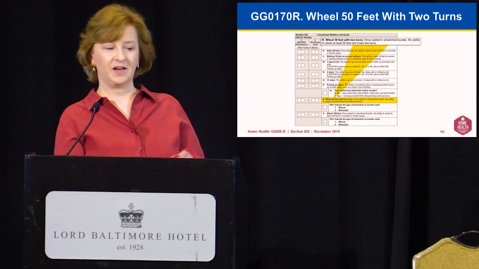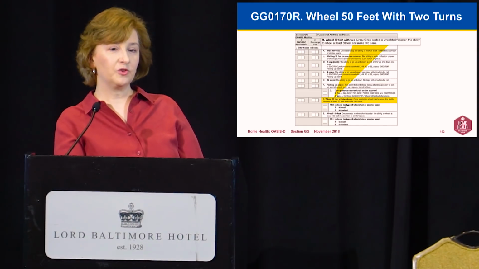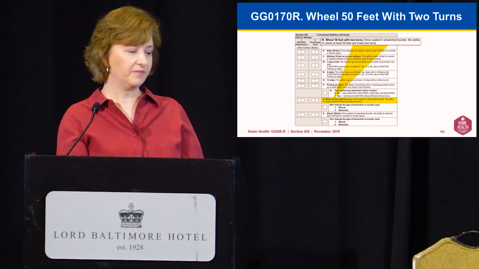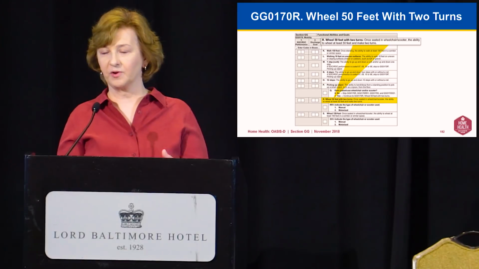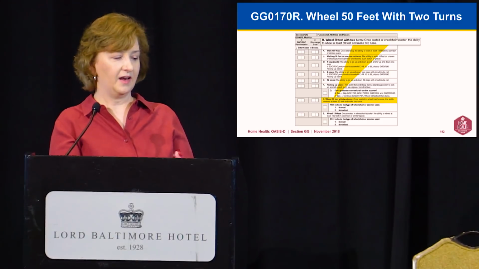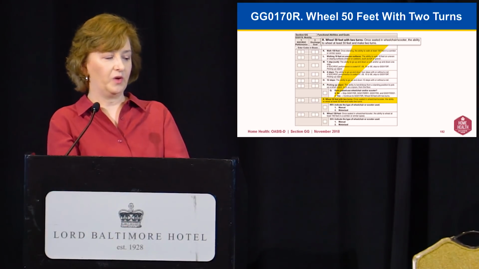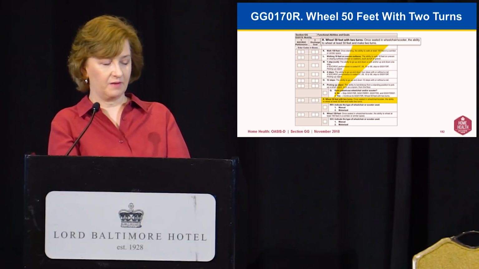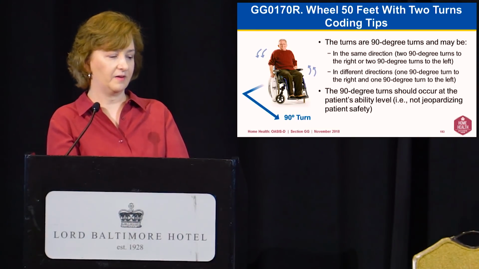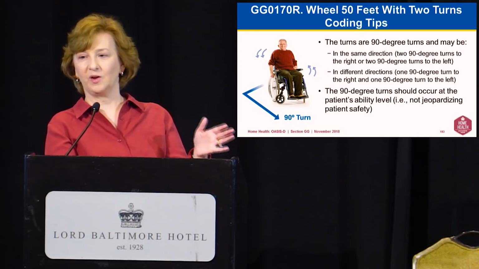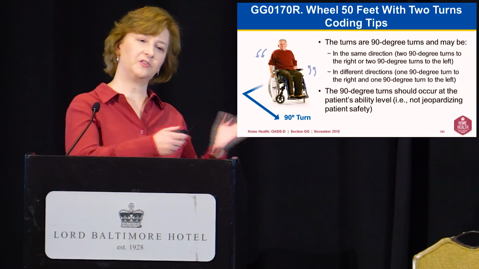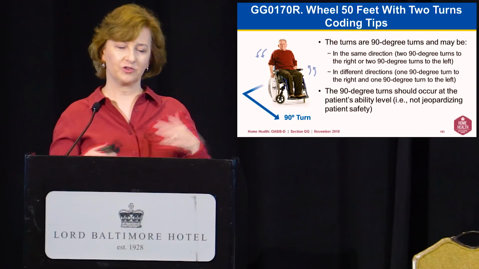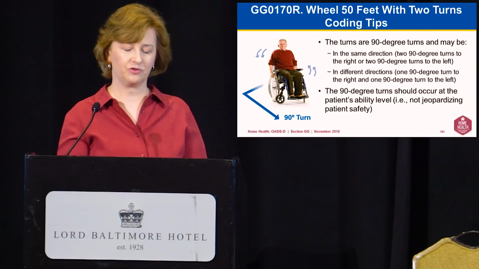So the first item, as I said, is walking 50 feet with 2 turns. There's actually 2 wheelchair items. Both of them start with the person sitting in the wheelchair, and it's basically the ability to wheel at least 50 feet and make 2 turns for this particular item. Similar to the walking item, 2 turns refers to 90-degree turns, could be 2 turns in the same direction or a turn in each direction.